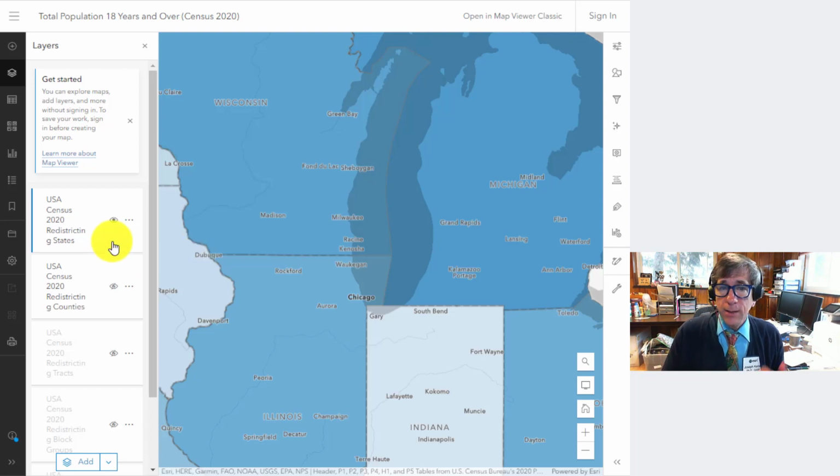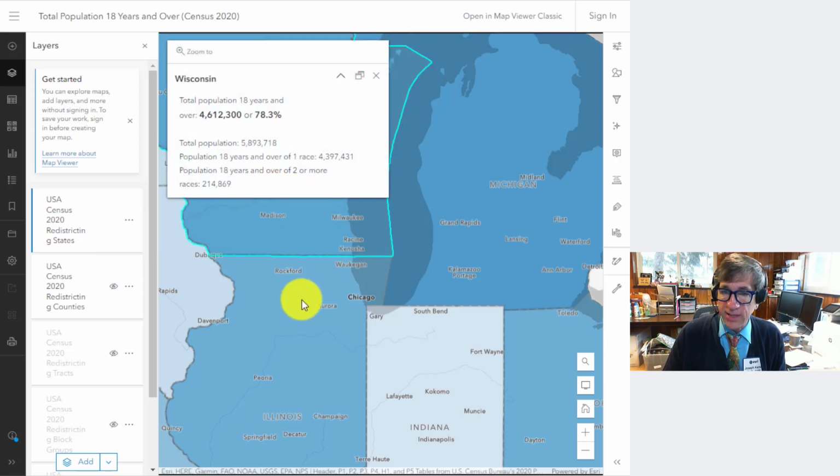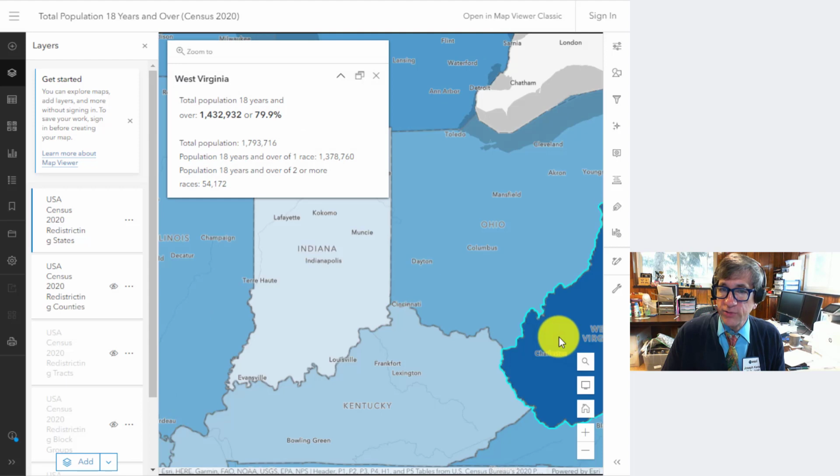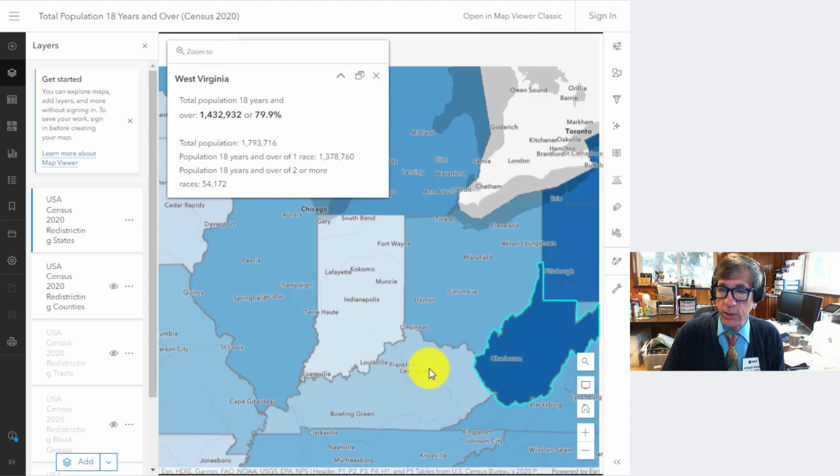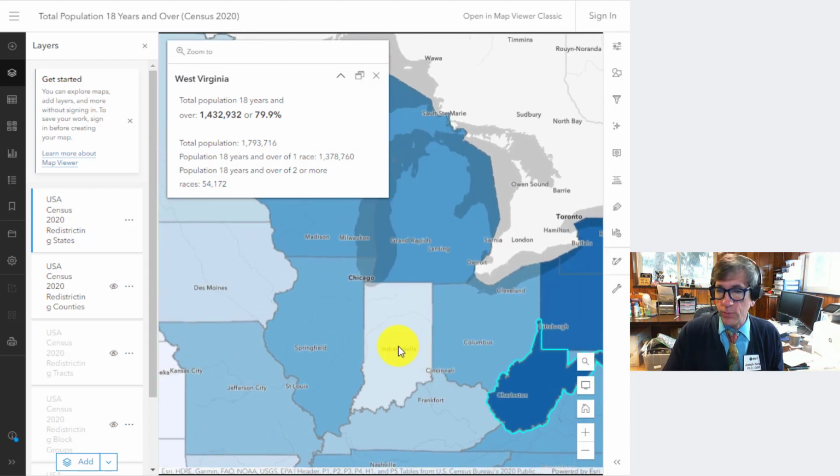So let's say we symbolize each one of these layers on the same variable. For example, the percentage of the total population 18 years and older. Okay, so we can look at different states and we can see, okay, 78% of Wisconsin, 78% of Illinois, according to this data set in 2020, were over 18, but look at West Virginia, you've got almost 80% there. So a little bit of an older population there. So you can zoom out and zoom in at different scales. Okay, so that's the state level.